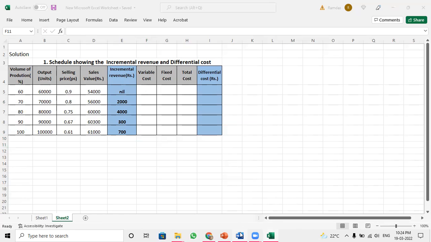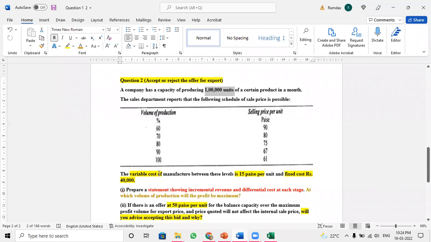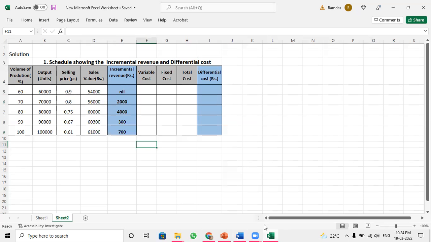To calculate the differential cost, in the problem they have given us the variable cost as 15 paise per unit and the fixed cost as 40,000. So variable cost is 15 paise per unit and fixed cost is constant at 40,000. It remains constant across the levels of activity. Now we are going to calculate the variable cost.